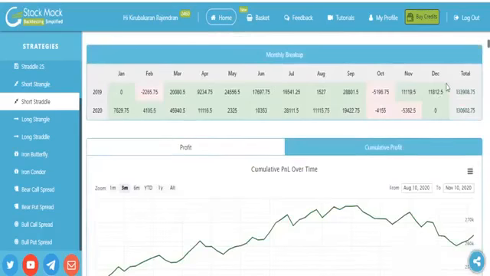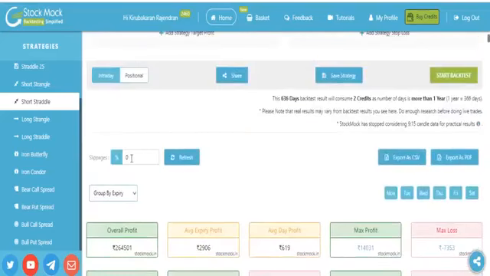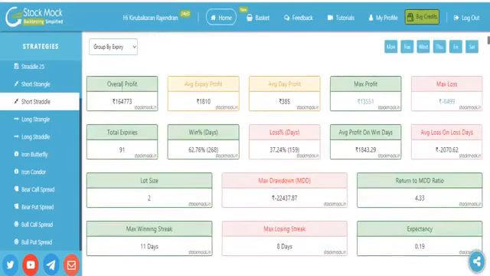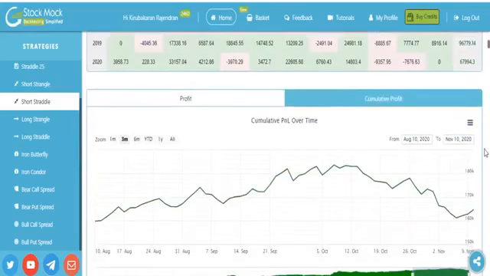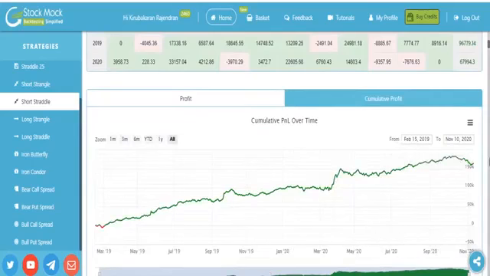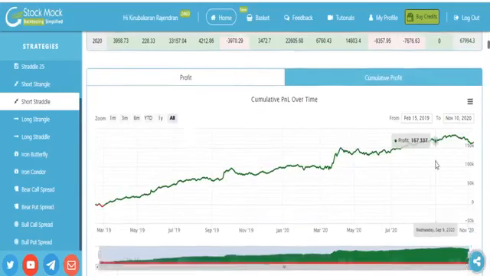As you can see, this has also given good returns on a year-to-year basis, even on a month-to-month basis. Applying 1% slippage and transaction costs would reduce the overall profits to a certain extent. This is how the overall returns look like, and it is still profitable in both years, 2019 as well as 2020. And this is how the overall cumulative PNL looks like for 2019 and 2020.